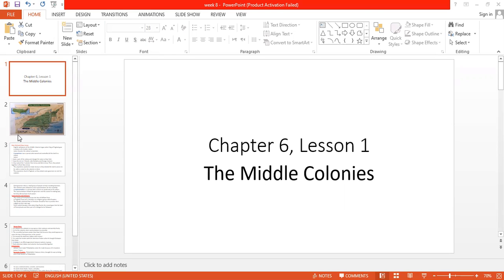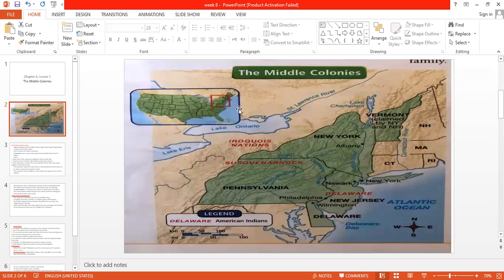Let's see. First, this is the map of the Middle Colonies. This is east of America, so we're gonna zoom in on this part. Here are the Middle Colonies. They are also located along the Atlantic Ocean. And the states of the Middle Colonies are: Vermont, New York, New Jersey, Delaware, and Pennsylvania. So these are the states of the Middle Colonies, guys.